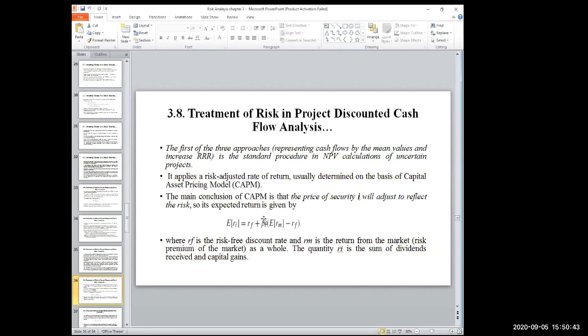We can expect a return, meaning dividend plus capital gain, equal to the risk-free rate plus beta. We will discuss what beta means. And times the return from the market, in terms of rate, that is R, the required rate of return, minus the risk-free rate.